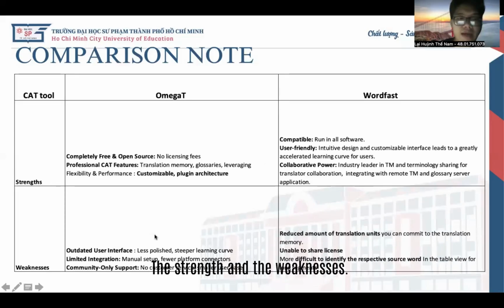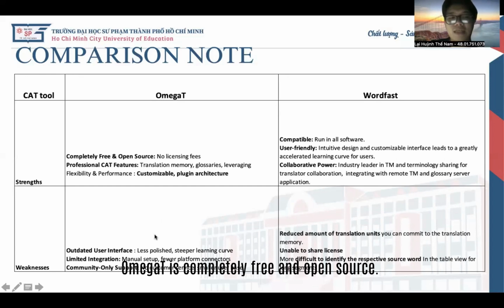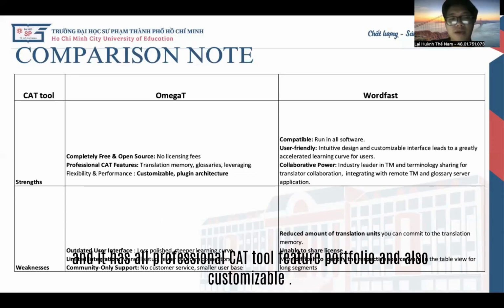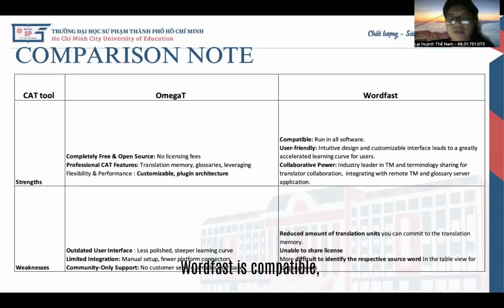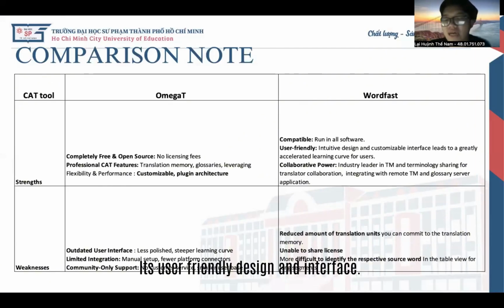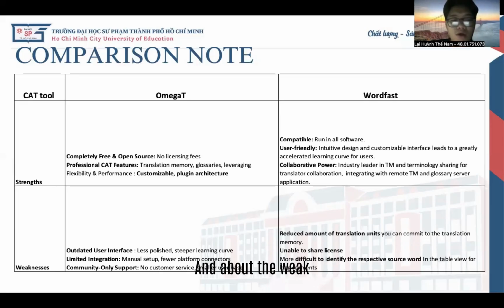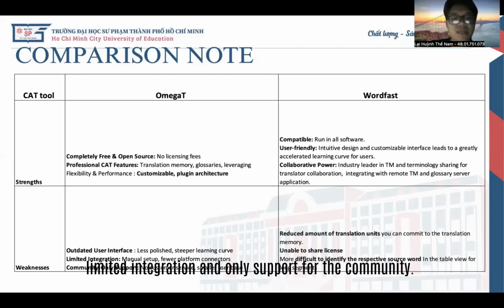and also the strengths and the weaknesses. So OmegaT is completely free and open source. And also it has a professional CAT features portfolio, and also customizable. For WordFast, it's compatible. It's running on software. It's user-friendly with its design and interface. And one of its most powerful abilities is collaboration with other people. And about the weaknesses, OmegaT has an outdated user interface, limited integration, and only support from the community.